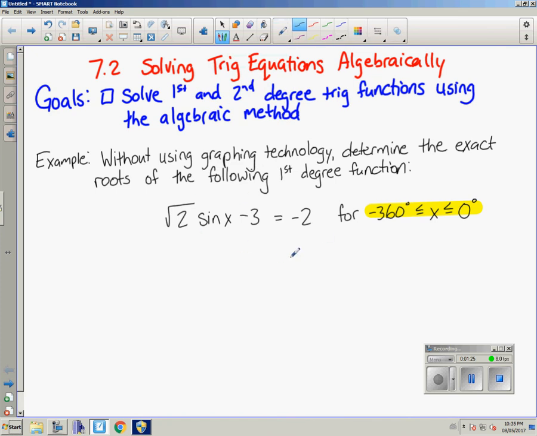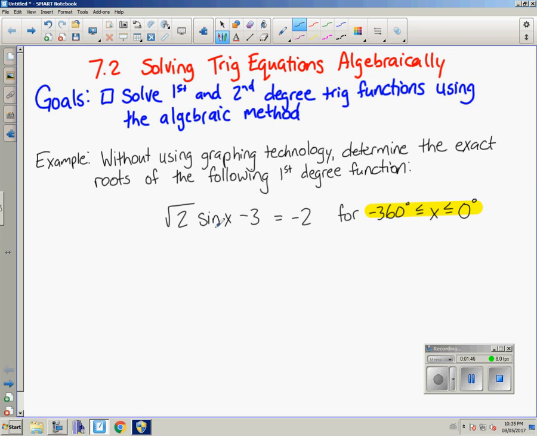Now, given this equation, yesterday what you looked at was how to solve this equation by popping it into our calculator and finding the intercepts. Today we're going to try doing this algebraically. We're going to try it with no calculator, and a lot of these questions that we do today are going to be using our special triangles that you've learned from the unit circle in the previous unit.